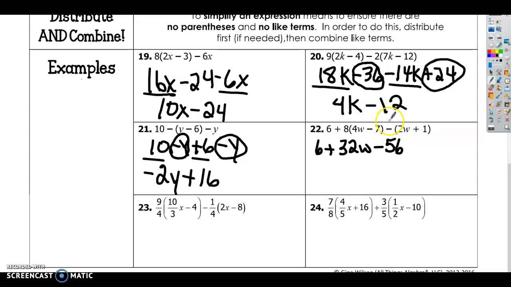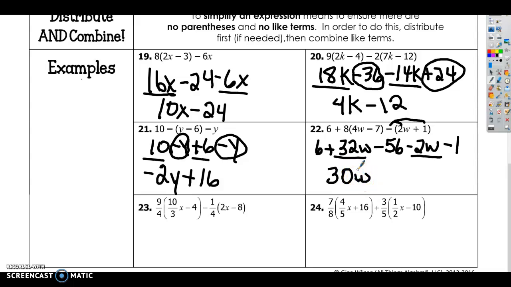So I've got the negative. You can put a 1 there if it helps, but you got a negative times the first term and times the second term. So -2w, and negative times 1 is -1. Be careful here. A lot of times people forget to distribute that negative to both terms. Don't do that. All right, I have 32w minus 2w, which is 30w.